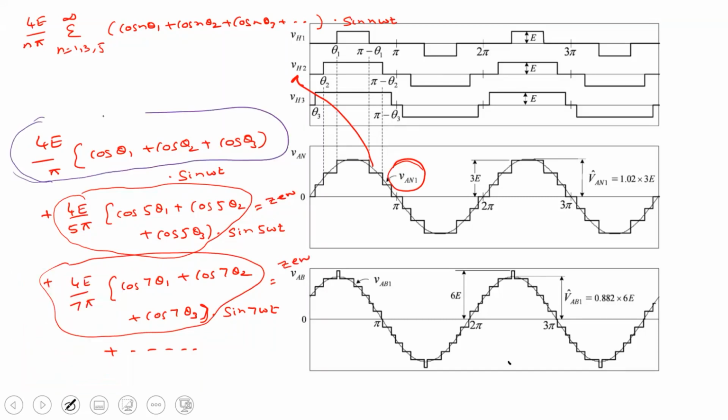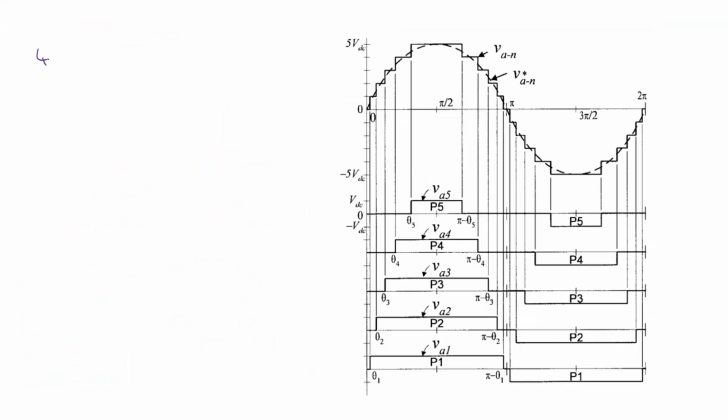So this fundamental value is equal to... what is this fundamental, right? This fundamental is the peak value. That means it is equal to VAN peak value. Understood? Right. So that means 4E by pi into cos theta 1 plus cos theta 2 plus cos theta 3, which is equal to VAN dash fundamental.